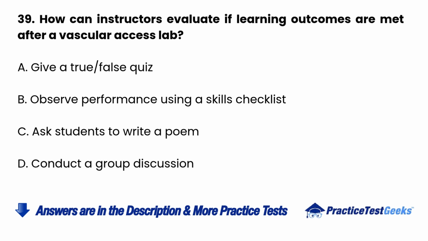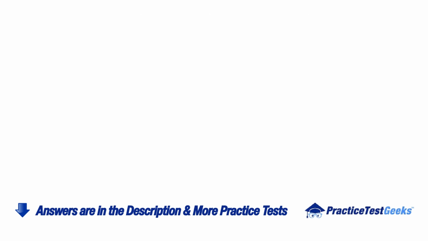39. How can instructors evaluate if learning outcomes are met after a vascular access lab? A. Give a true-false quiz. B. Observe performance using a skills checklist. C. Ask students to write a poem. D. Conduct a group discussion.